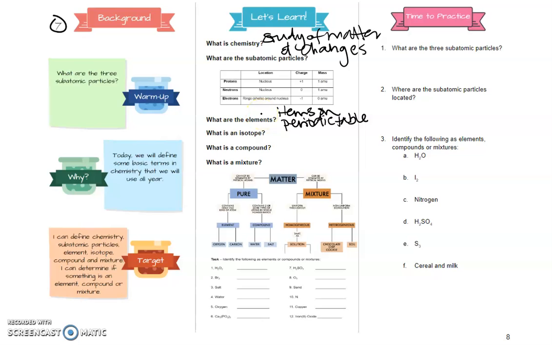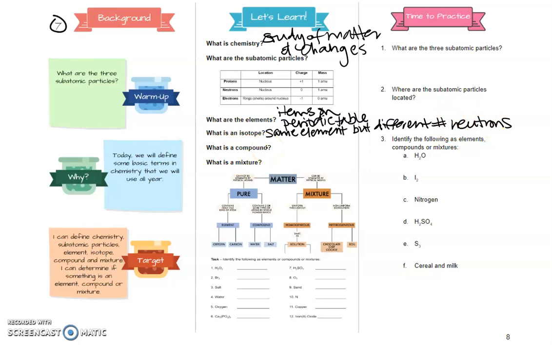An isotope, you should have heard of this definitely in other science classes. If we talk about isotopes of each other, they're going to be the same element, but they have a different number of neutrons. So same element, but different number of neutrons. That's what makes something an isotope. It's the neutrons that are different.